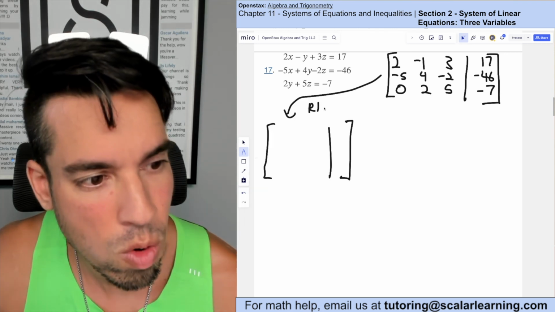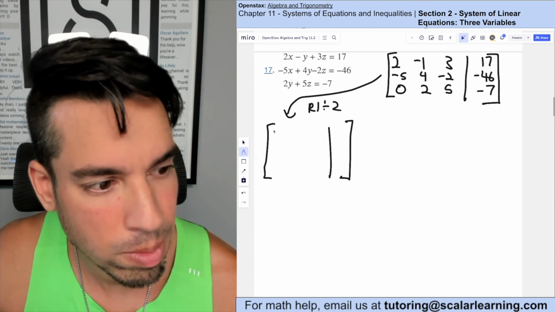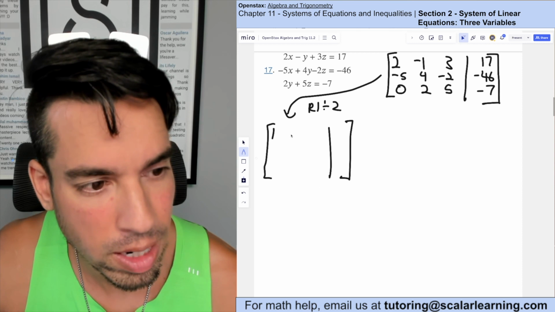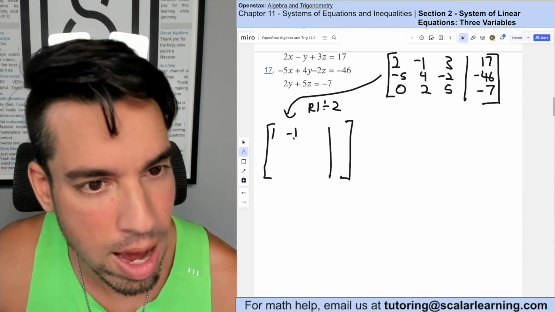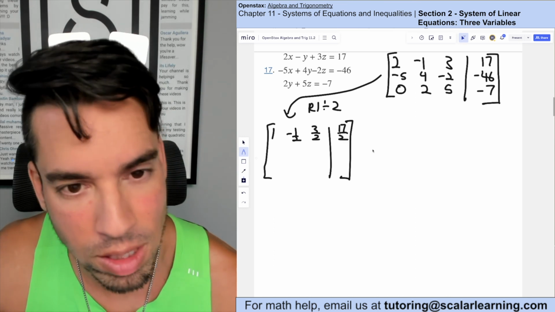So we're going to say row 1 is being divided by 2. And that makes 2 divided by 2 is 1. Negative 1 divided by 2 is negative 1/2. We got 3 divided by 2 is 3/2. And then we got 17/2 over here. And everything else stays the same.